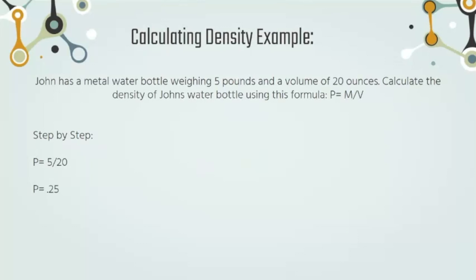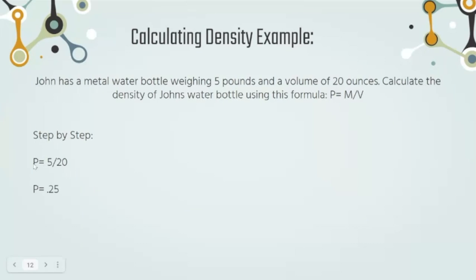So this is a density calculation example. John has a metal water bottle weighing 5 pounds and a volume of 20 ounces. Calculate the density of John's water bottle using this formula: P equals mass divided by volume. P is the density, m is mass, and V is volume.